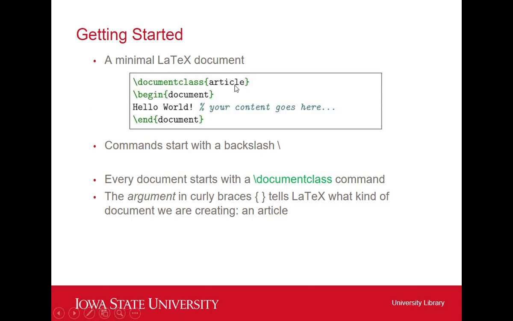Article is a pretty basic one to start with. Article has sections and subsections. So there are no chapters in article. If you want to write something with chapters, a much longer thing, that would be book instead of article. But basically the document class is kind of a package of formatting rules that is going to apply to whatever content you're going to start writing. So different classes have different things available to you. But article is generally a good one to start with.